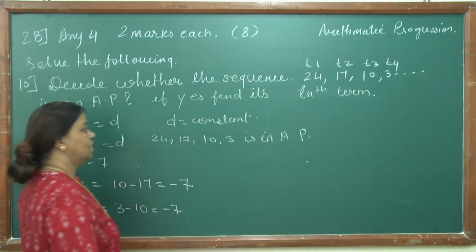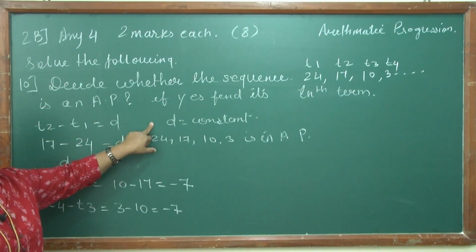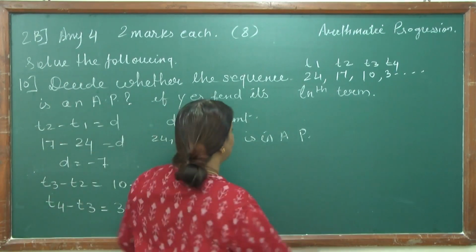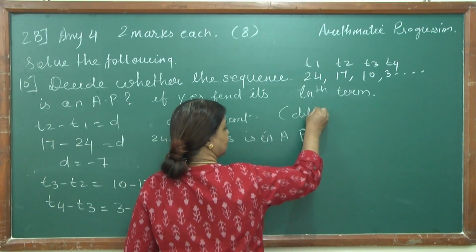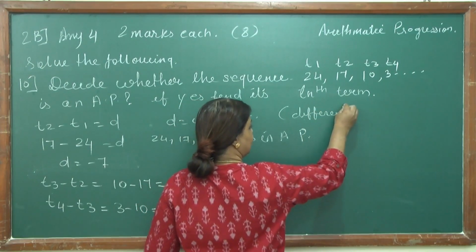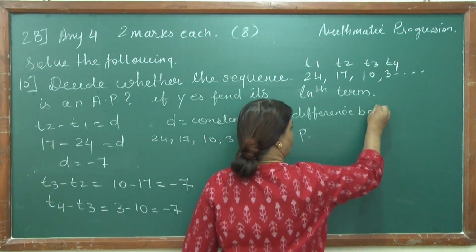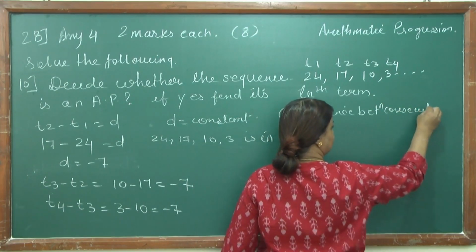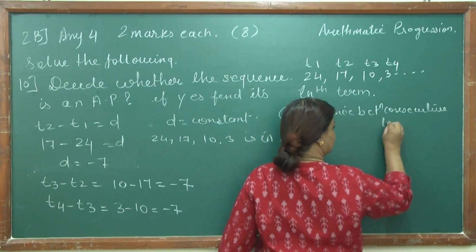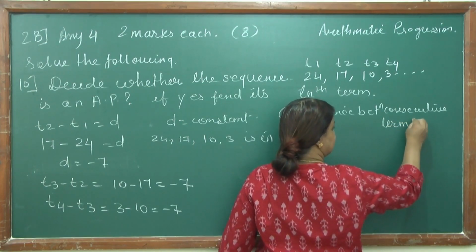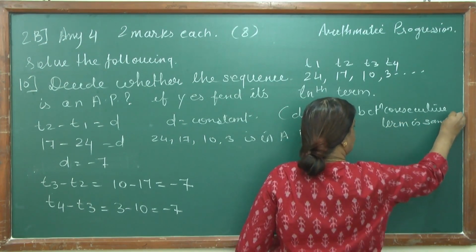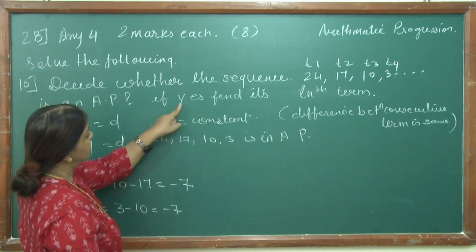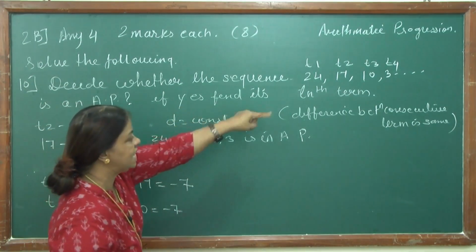If d is constant, the sequence 24, 17, 10 and 3 is in AP. The difference between consecutive terms is the same and therefore the given sequence is in AP. If the given sequence is an AP, yes, then find the nth term.